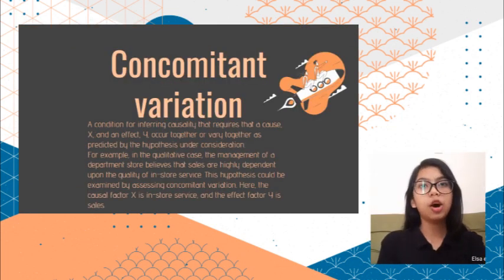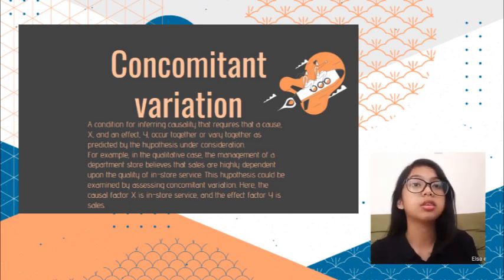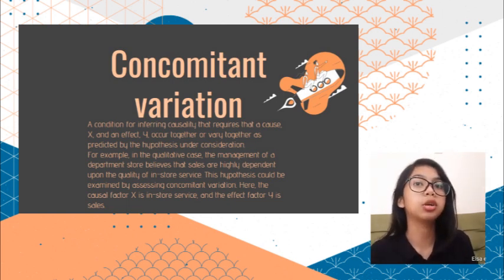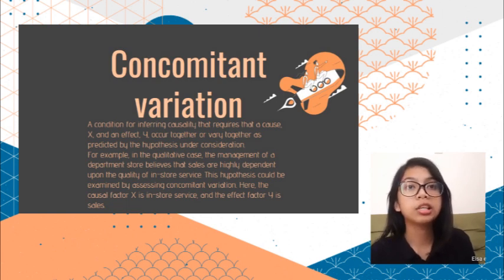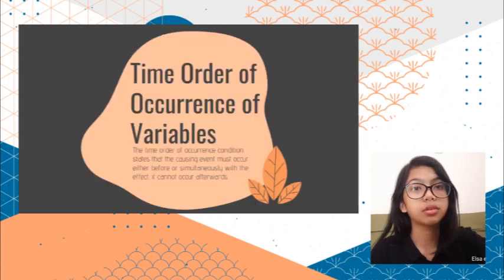Concomitant variation. A condition for inferring causality that requires that a cause X and an effect Y occur together or vary together as predicted by the hypothesis under consideration. For example, in the qualitative case, the management of a department store believed that sales are highly dependent upon the quality of in-store service. This hypothesis could be examined by assessing concomitant variation. Here, the causal factor X is in-store service, and the effect factor Y is sales.